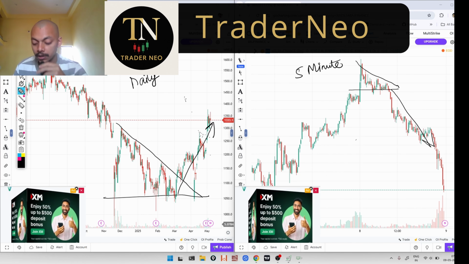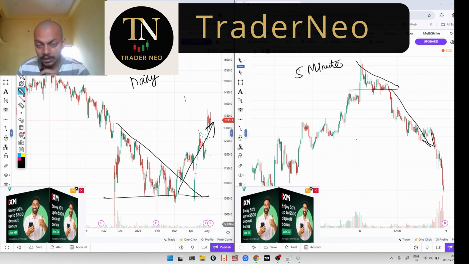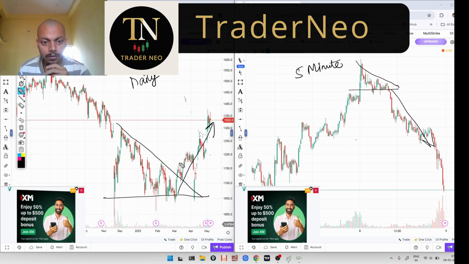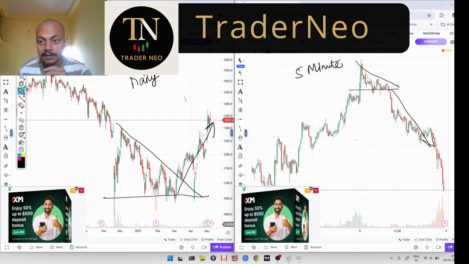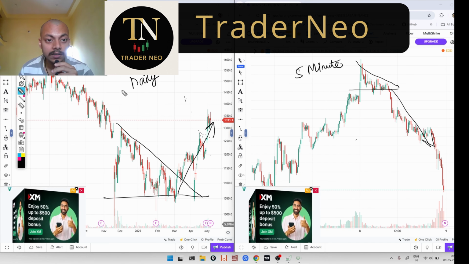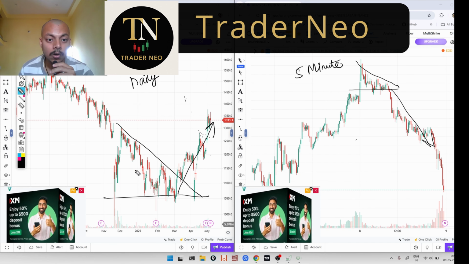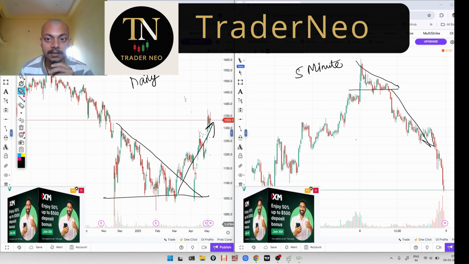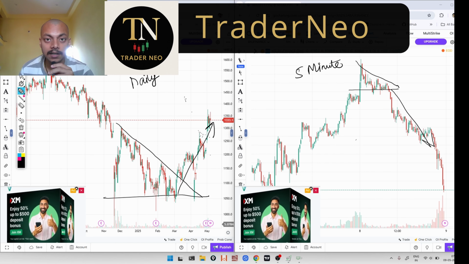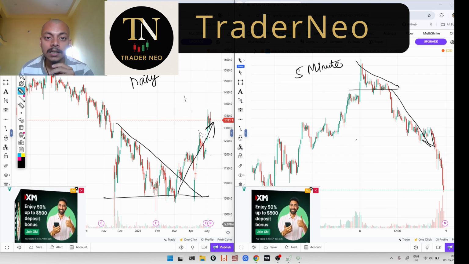Why did it go up? These both are similar patterns. It is quite similar, right? However, on the right hand side it was successful and on the left hand side it was not. Why did it happen? And what were the reasons for its failure? One failed and the other one succeeded.